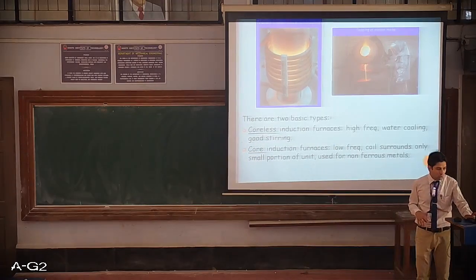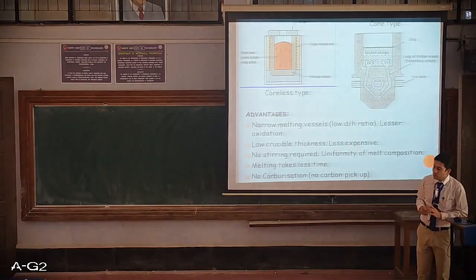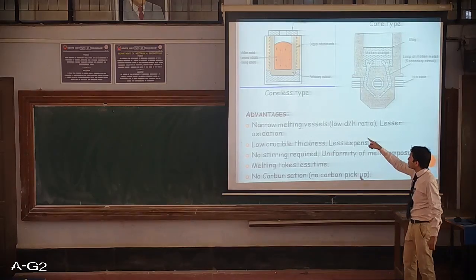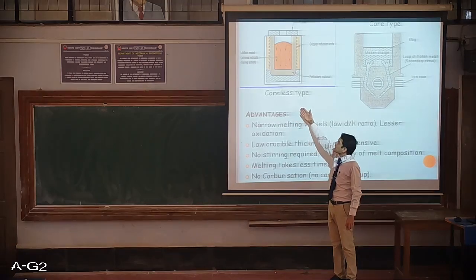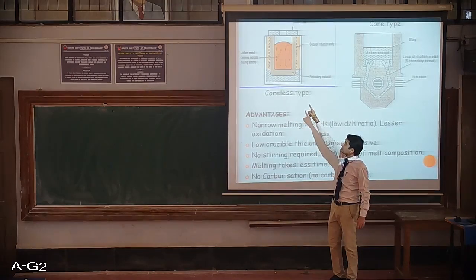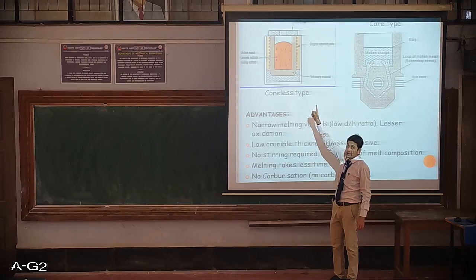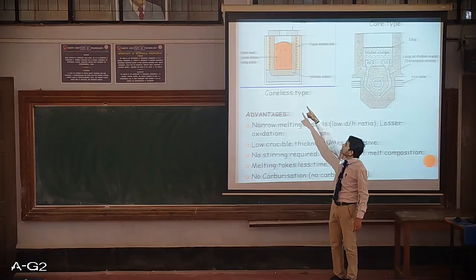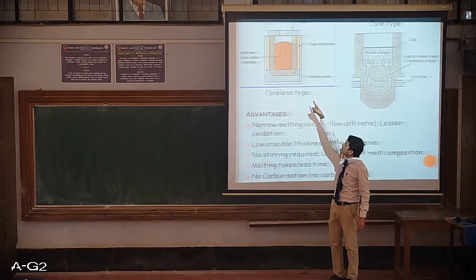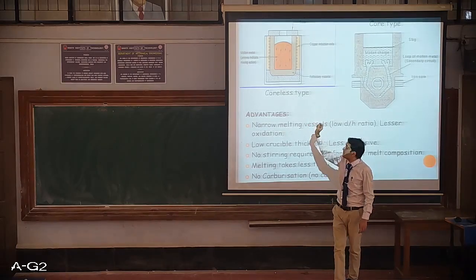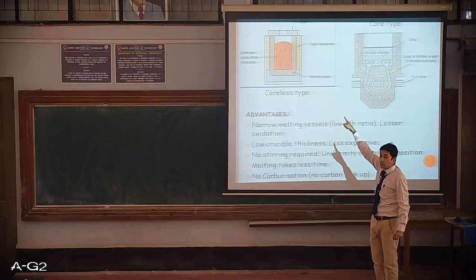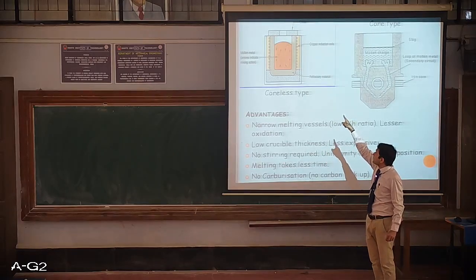I'll show you how these coreless and core type furnaces work and how they are constructed. So this is the coreless type, which we have discussed in the previous slide. You can see that here the contact of the coil around the crucible is to a larger extent. Here we make use of high frequencies, and you see that there is water cooling also in the case of our coreless type.